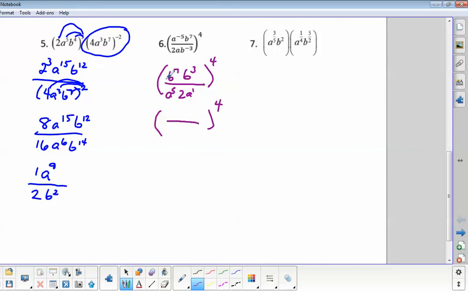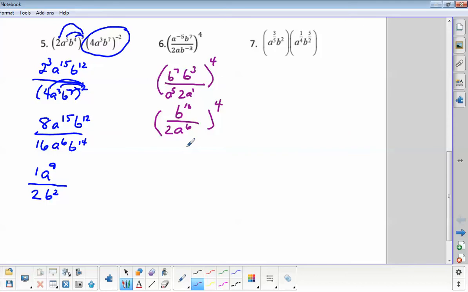Alright, in your numerator you have b to the 7 times b to the 3, which gives you b to the 10, because when you multiply you add exponents. This 2, I'm going to bring it out front here, and you have a to the 5 times a to the 1, so you get a to the 6th.